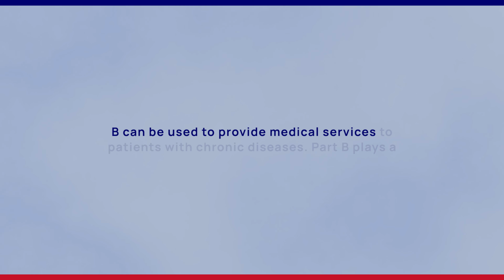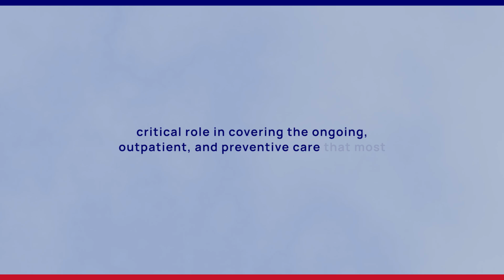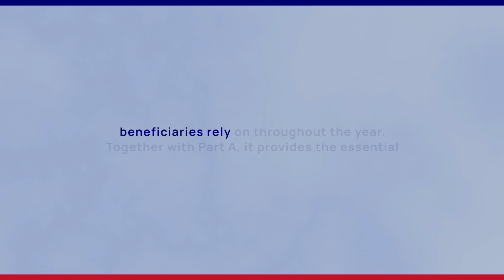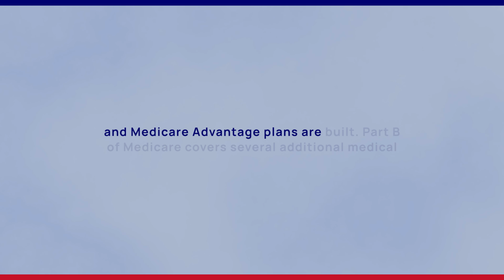Through these benefits, Part B plays a critical role in covering the ongoing, outpatient, and preventive care that most beneficiaries rely on throughout the year. Together with Part A, it provides the essential framework of original Medicare coverage, forming the foundation upon which supplemental and Medicare Advantage plans are built.